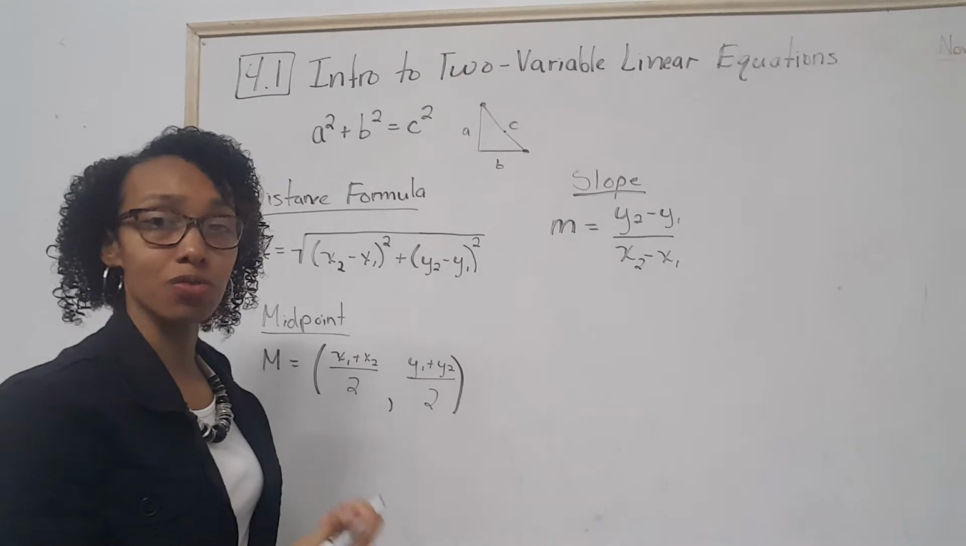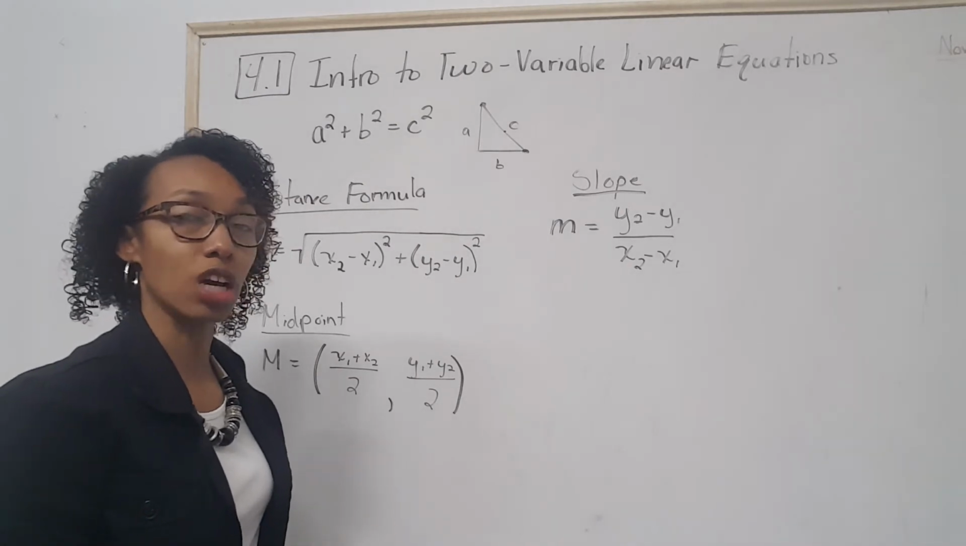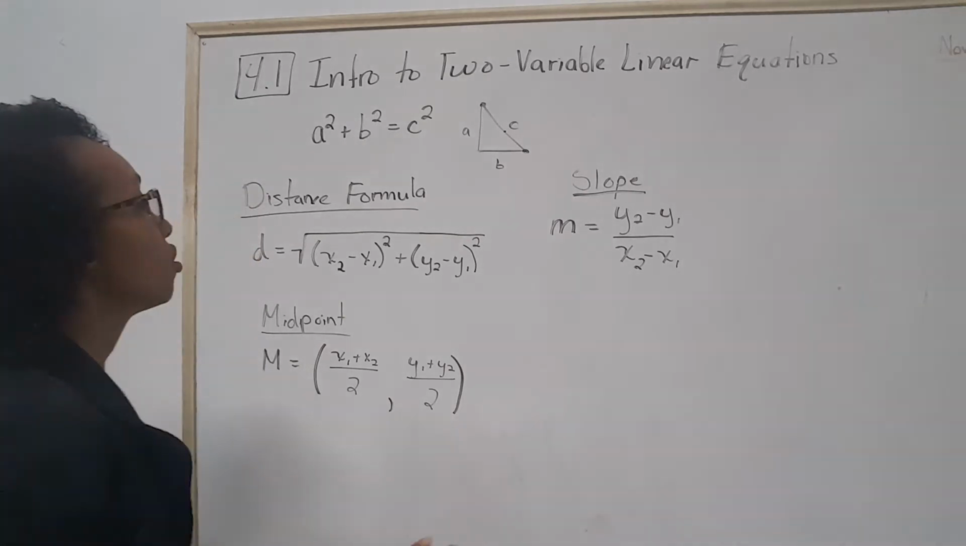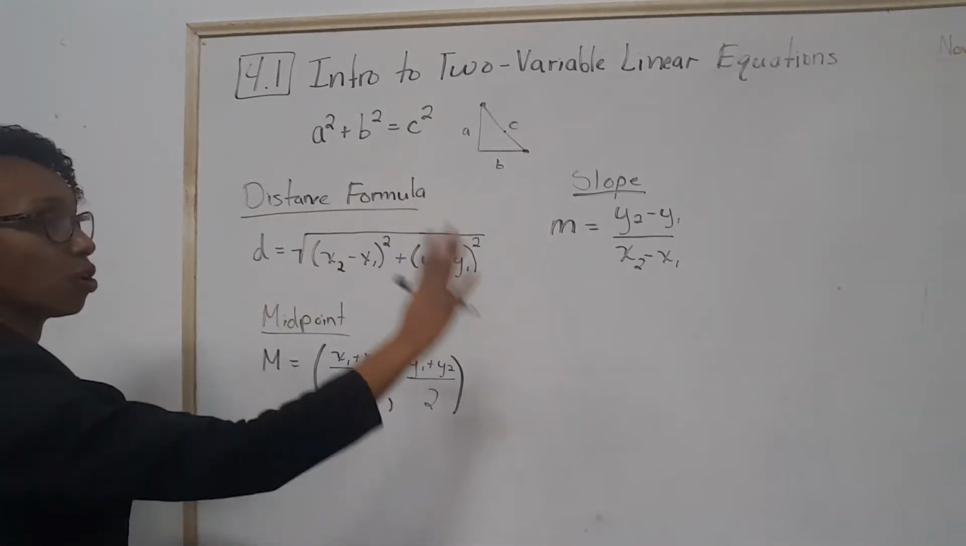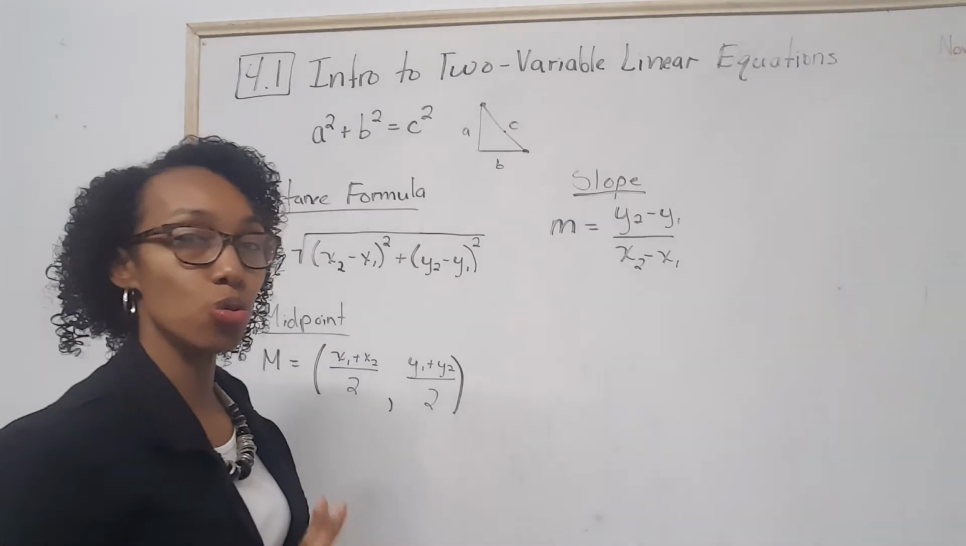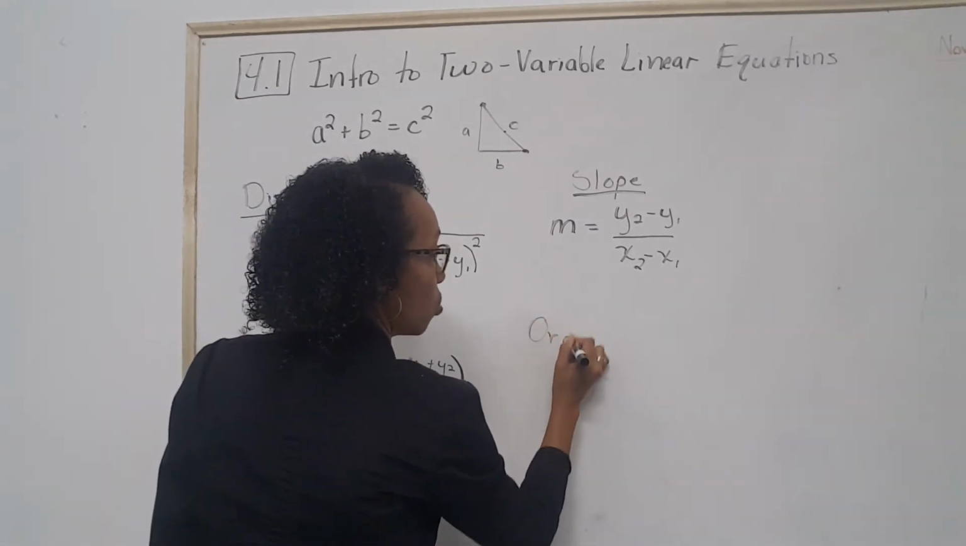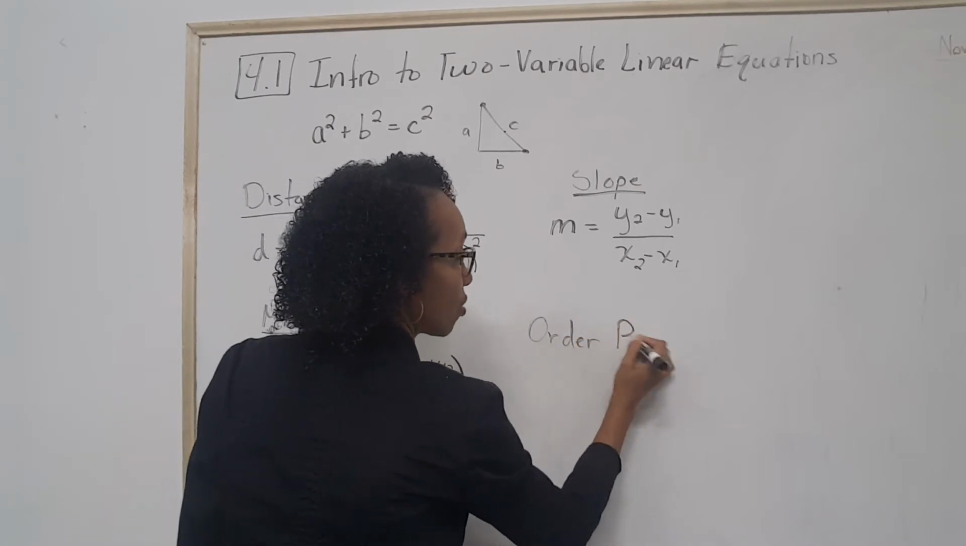Remember, it can be a positive or a negative number depending on the direction of your line. And we're going to look at some of those lines here in just a minute. So for all of these formulas so far, you're going to be given 2 ordered pairs. And let me just put that in your notes here too, that you're going to be given ordered pairs.